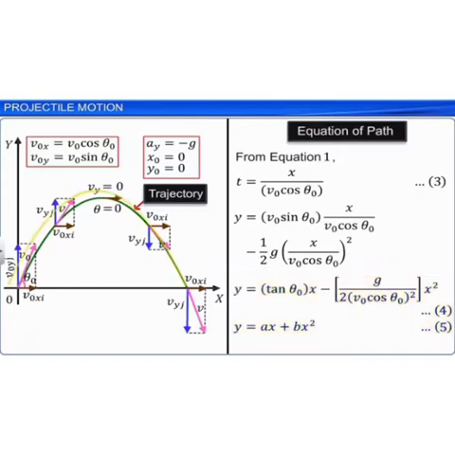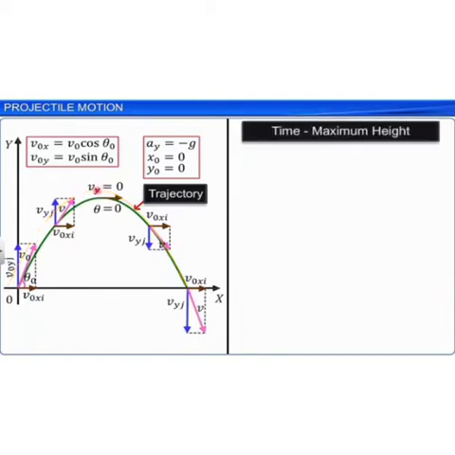Let's now find the time taken for the projectile to attain maximum height. At the top point, momentarily, Vy is equal to 0. Substituting Vy is equal to 0 in the equation, we get the expression as shown here. Tm is the time taken to attain maximum height. Therefore, we can write Tm is equal to v0 sin theta 0 by g. Let this be equation 6.